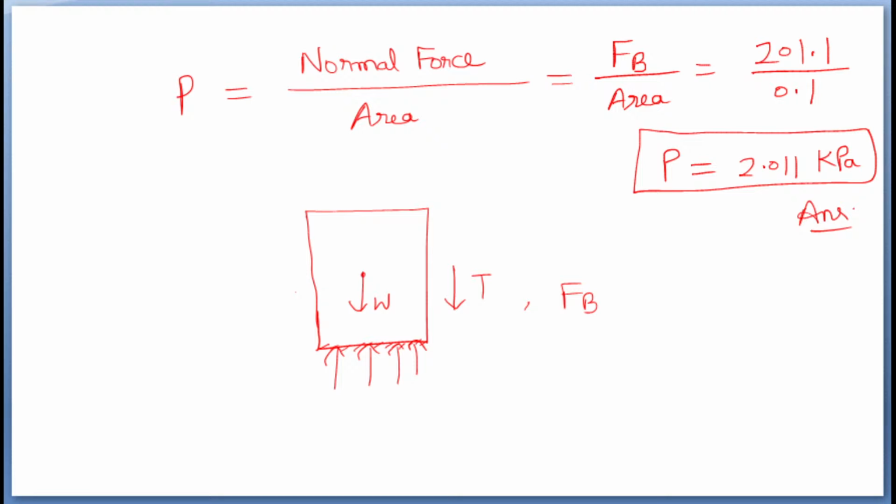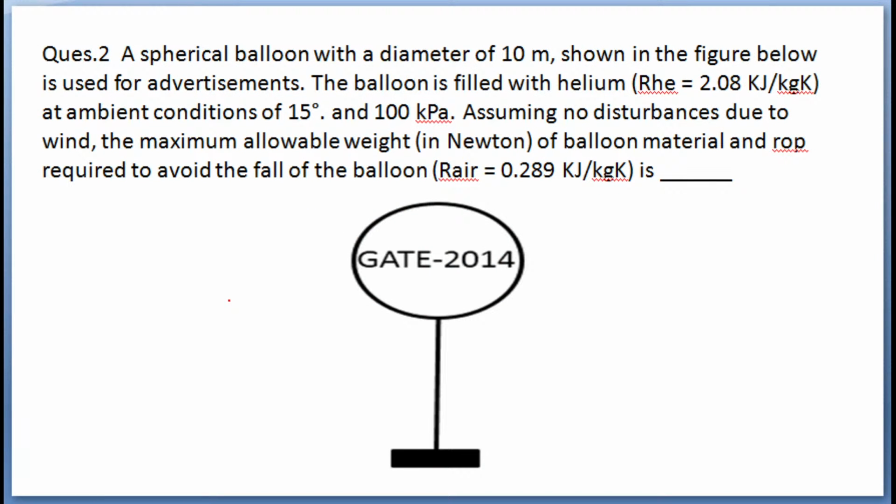Now come to the next part, the second question. This is also a very good question. In this question it is given that a spherical balloon with a diameter of 10 meter, shown in the figure below, is used for advertisement. The balloon is filled with helium. This is your helium gas inside it. The helium gas is inside the balloon.